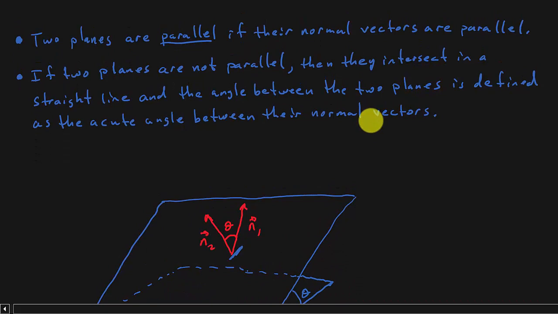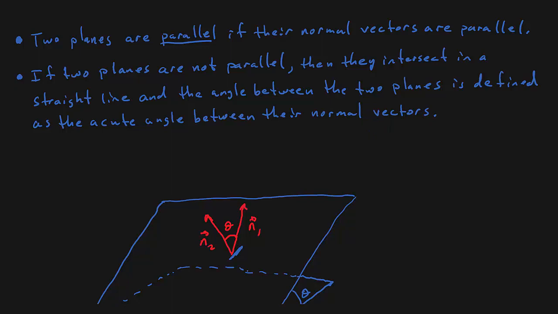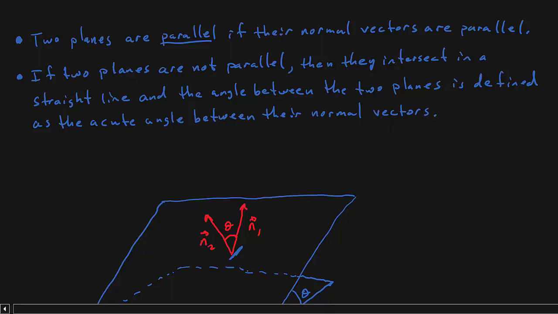All right, so let's look at this. We've got, two planes are parallel if their normal vectors are parallel. All right, so that makes sense. If you've got two planes and you find the normal vector to each plane and those normal vectors are parallel, well, then the two planes have to be parallel also. All right, so that makes sense.